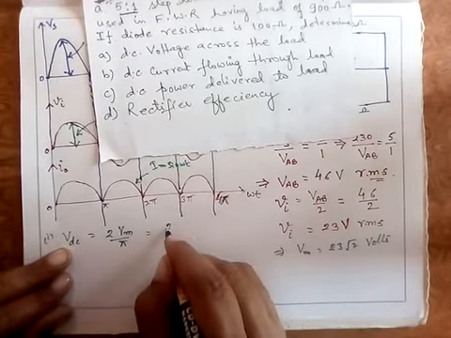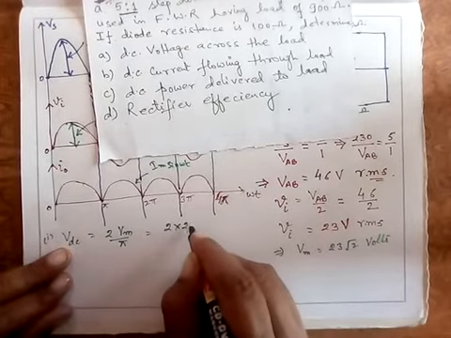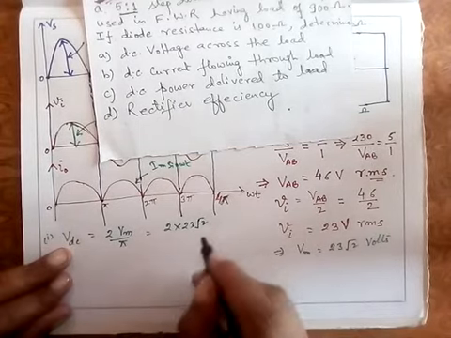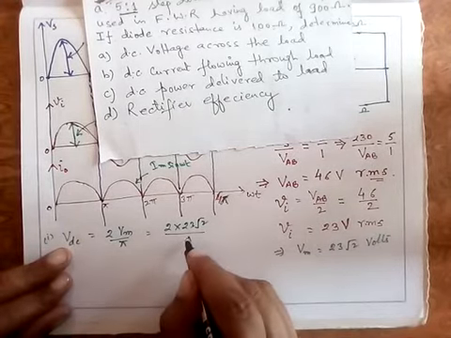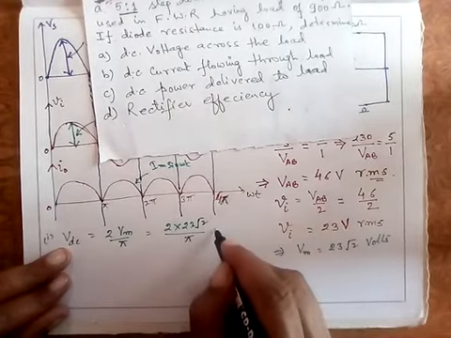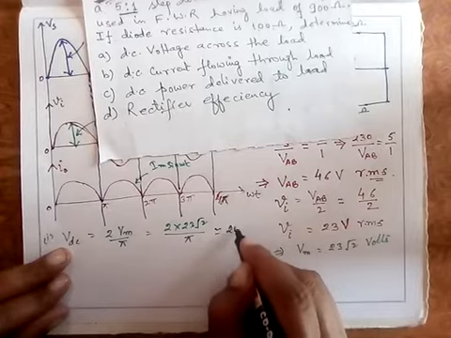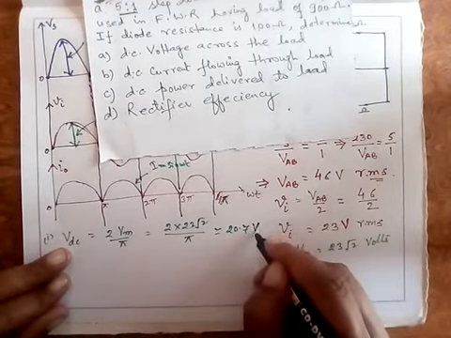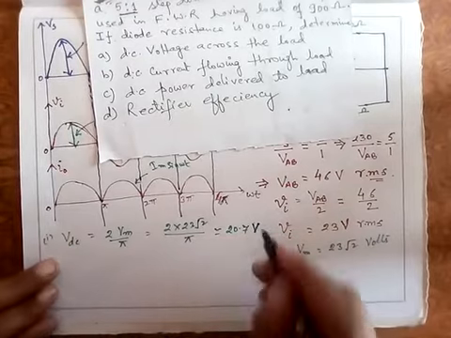So I can say it is 2 into 23 root 2 upon pi. And if I calculate this, as per my calculation, it is approximately equal to 20.7 volt. This much. I want you to cross check it, please. I may be wrong also.